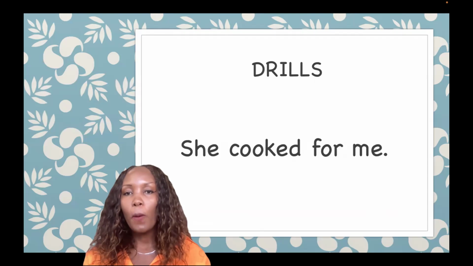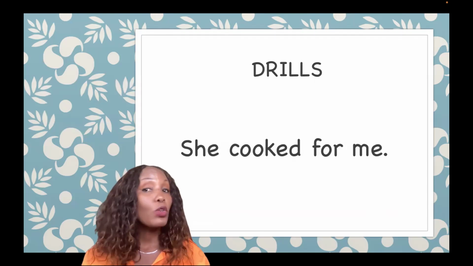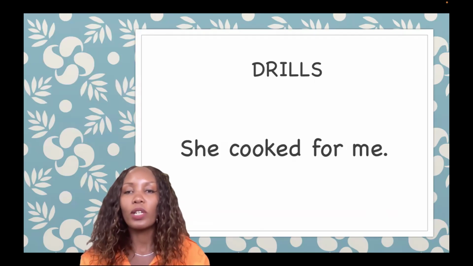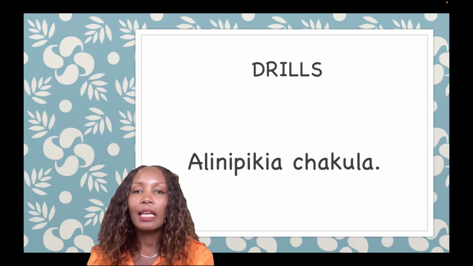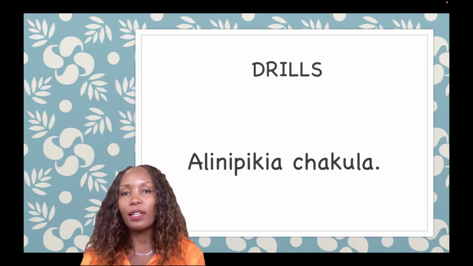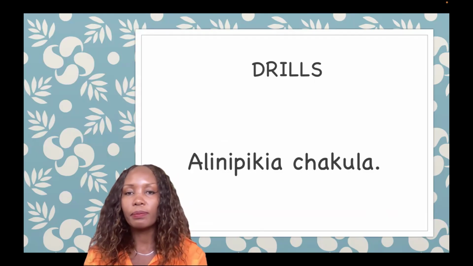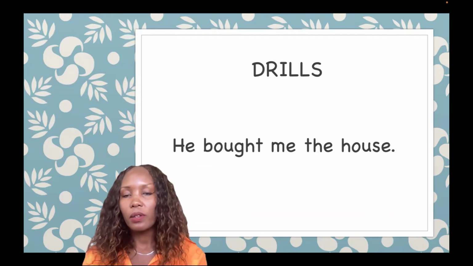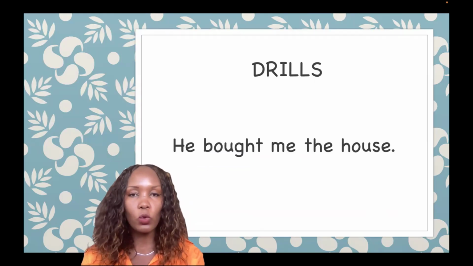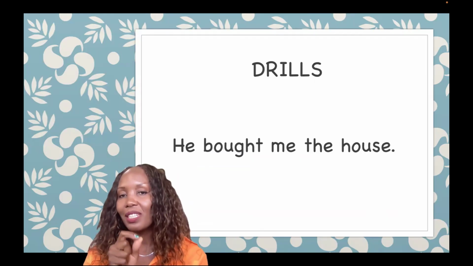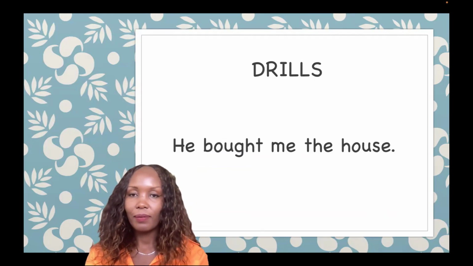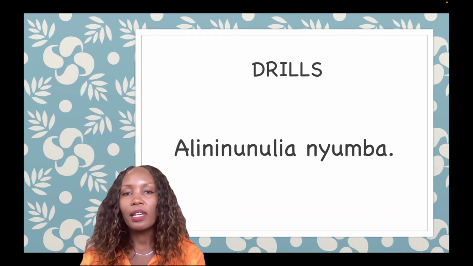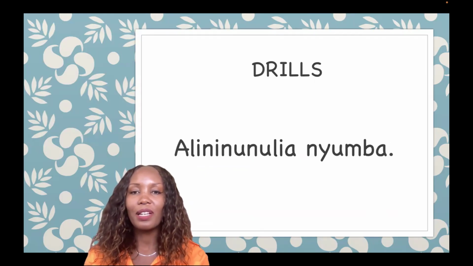She cooked for me. Remember, you can always pause and then anticipate the answer or simply let it play so that you can learn. Alinipikia chakula. He bought me the house. The word for bought is nunua. So that's a tricky one because it has a double vowel. Alininunulia nyumba.